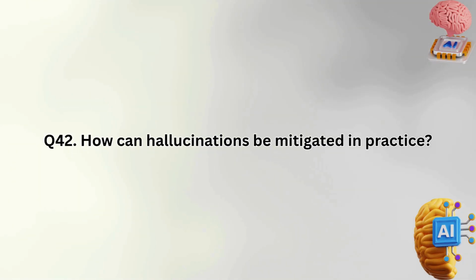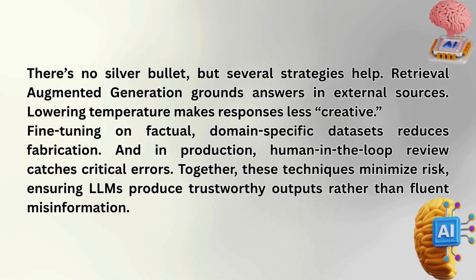How can hallucinations be mitigated in practice? There's no silver bullet, but several strategies help. Retrieval augmented generation grounds answers in external sources. Lowering temperature makes responses less creative. Fine-tuning on factual, domain-specific datasets reduces fabrication. And in production, human-in-the-loop review catches critical errors. Together, these techniques minimize risk, ensuring LLMs produce trustworthy outputs rather than fluent misinformation.